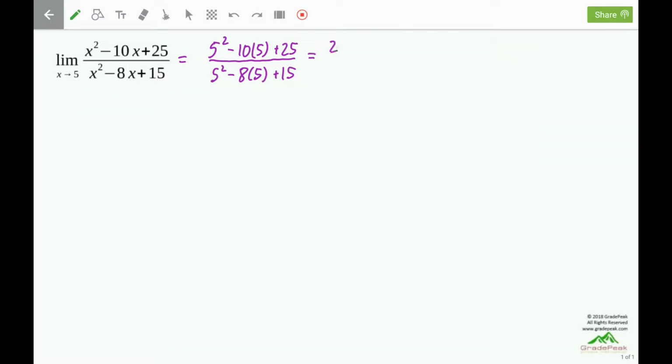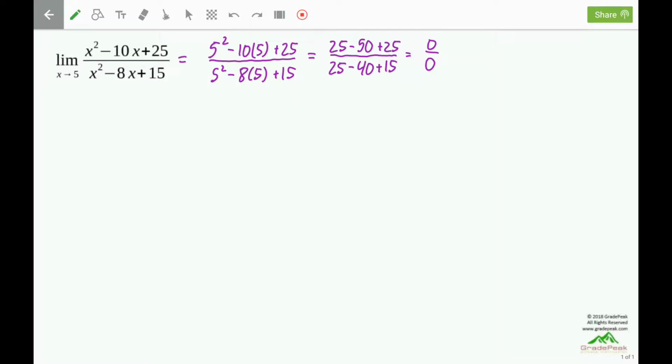In the numerator, 5 squared is 25. Negative 10 times a 5 is negative 50, plus a 25. In the denominator, we will have 5 squared, which is 25, minus 8 times a 5, which is a negative 40, plus 15. In the numerator, 25 minus 50 is a negative 25, plus 25 is a 0. In the denominator, 25 minus 40 is a negative 15, plus 15 is also a 0. And we have the 0 over 0 indeterminate form.